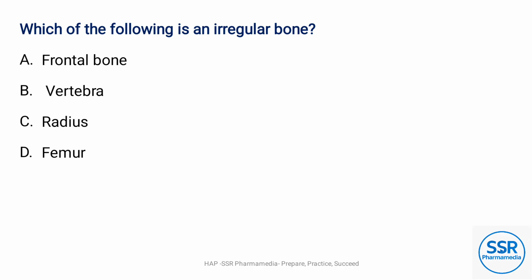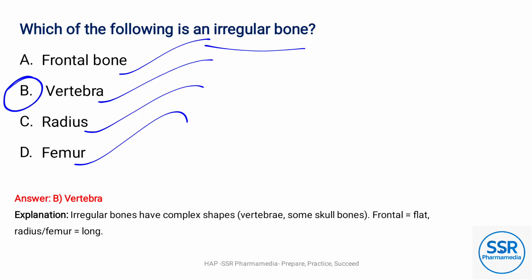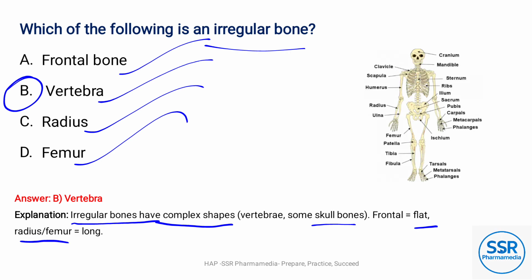Which of the following is an irregular bone? Option A, frontal bone. Option B, vertebrae. Option C, radius. Option D, femur. Irregular bones, you know, are the vertebrae. Option B is the answer. Irregular bones have complex shapes. Example: vertebra and some skull bones. The frontal bone is flat, and the radius and femur are long.